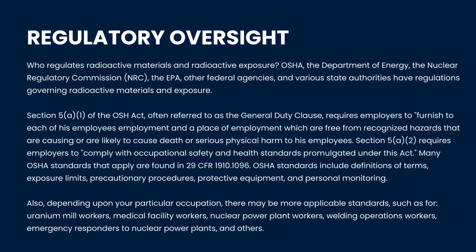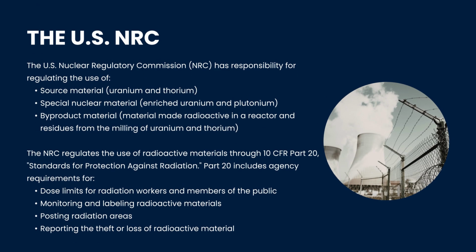safety monitoring. Radiation use is regulated by multiple agencies, including OSHA, the Department of Energy, the Nuclear Regulatory Commission, and the EPA. These organizations establish standards that define exposure limits, required safety procedures, protective equipment, and monitoring requirements to ensure safe working conditions. The Nuclear Regulatory Commission is responsible for regulating radioactive materials, including uranium, plutonium, and byproduct materials. It enforces safety standards under federal regulations, requiring organizations to monitor exposure, label materials, post warning signs, and report any loss or theft of radioactive material.